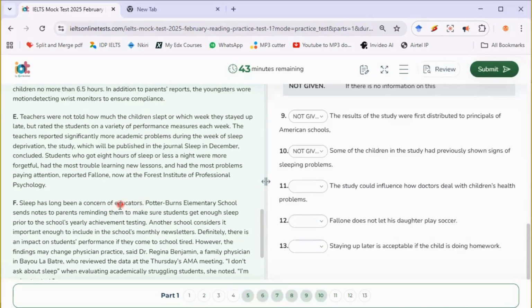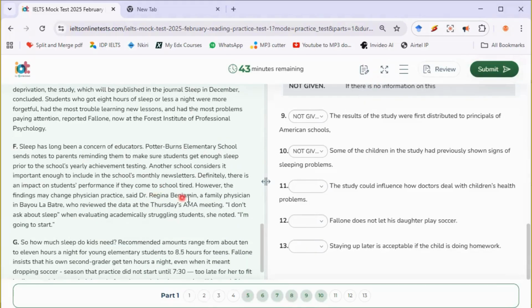Educators covers teachers, principals, school owners, everything. Porter Bonds Elementary School sends notes to parents, reminding them to make sure students get enough sleep. Okay, another school considers it important enough to include in the school's monthly newsletter. There's nothing like doctor here. Okay, I can see a doctor here. Dr. Regina Benjamin, who reviewed the data at the Thursday AMA meeting: I don't ask about sleep when evaluating academically struggling students. She noted, I am going to start.